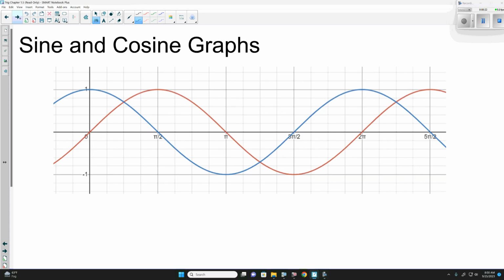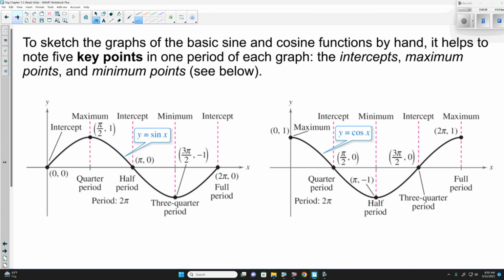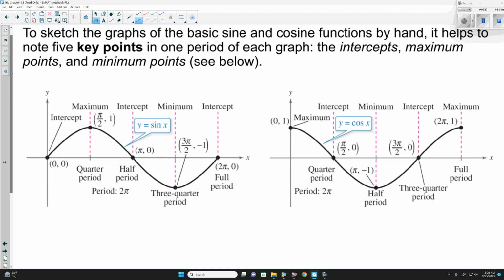All right. What we're looking at today is graphs of sine and cosine functions. Now with these graphs, you're not going to be asked to actually have to graph them, but we're looking for key pieces of information that we can obtain from each one. Now to sketch the graph of a sine or cosine function by hand, it helps to note 5 key points.